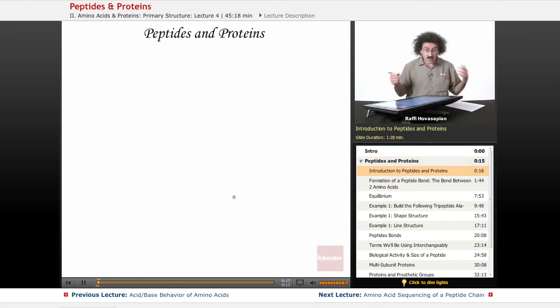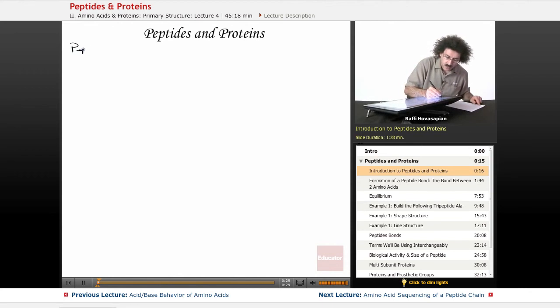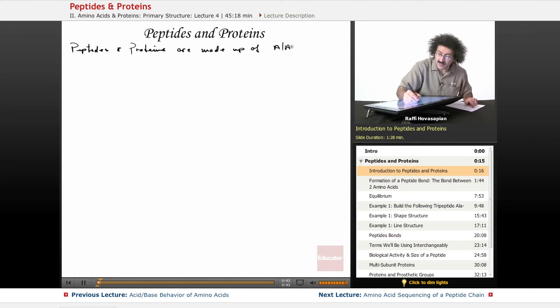Okay, so peptides and proteins, it's just a string of different amino acids like beads on a string. That's all it is, each one connected to the next. So let's write that down. Peptides and proteins are made up of amino acids, and again, I'm just going to write AA like that, amino acids strung together. That's it. Strung together.